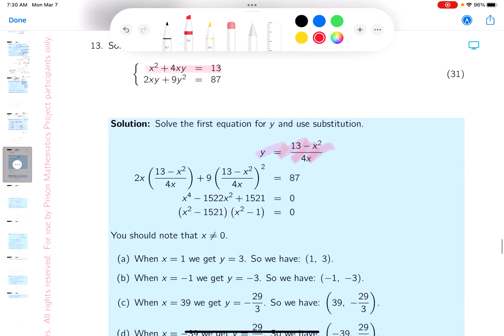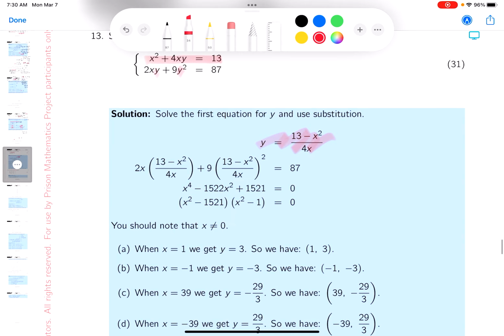The next thing I would do is make a substitution into the second equation. Wherever I saw y, I would put that (13 minus x squared) over 4x. And that's all I did over here. So 2x, that's what the y is, 9y squared, and they get 87.